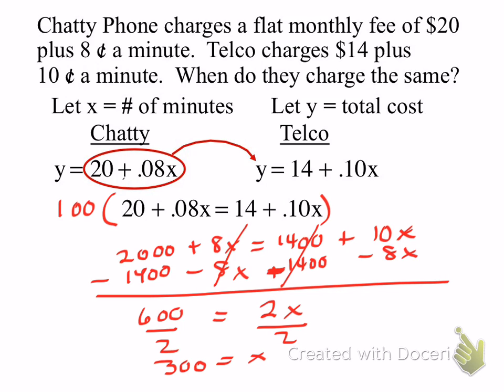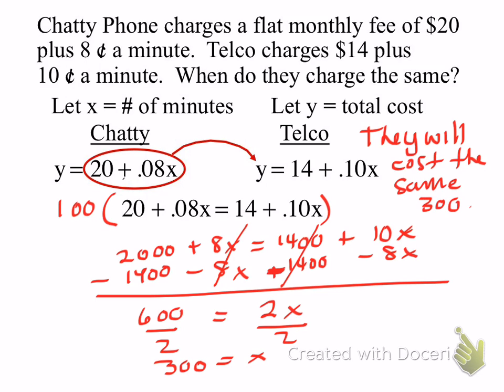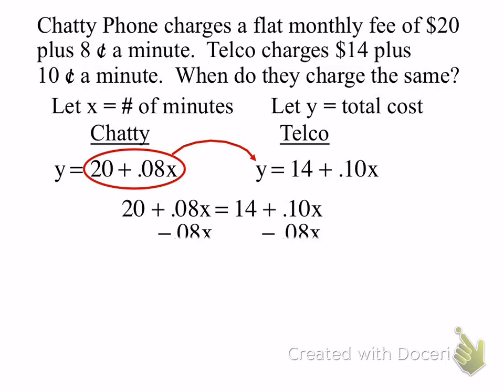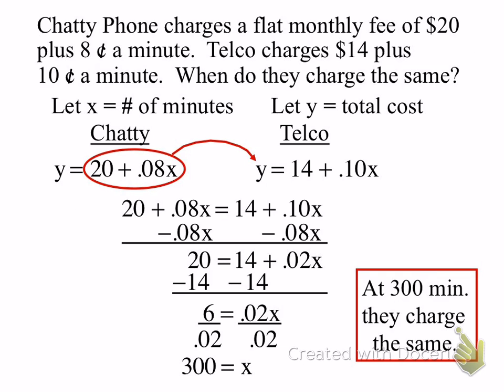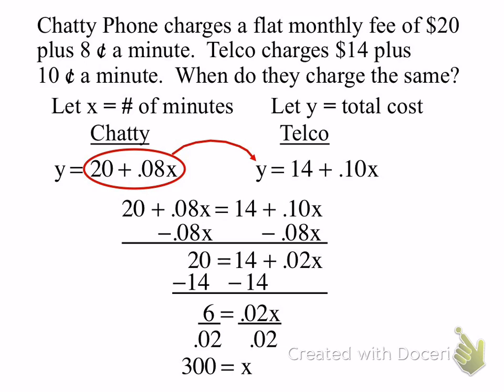What does that mean, please? McRitchie. They will be the same cost at 300 minutes. Perfect. They will cost the same at 300 minutes. What if they want to know what is the same amount? How could I figure that out? John. At 300 minutes of calling, they're gonna have the same price. I said, what if I want to know what the price is at 300 minutes? You just substitute 300 for x in the equation.